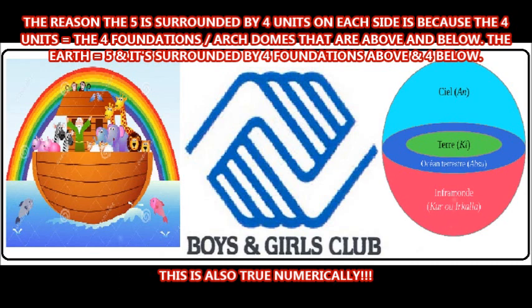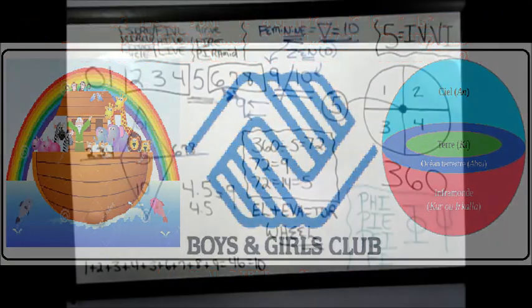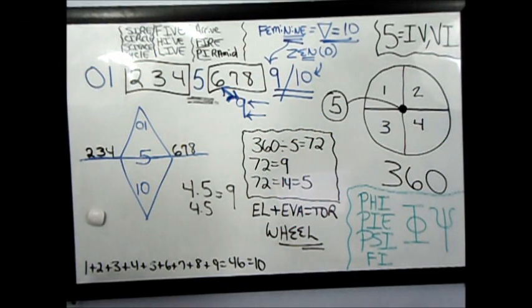And if you outline that Boys and Girls Club, you get a hexagon or a yoni. Everything we do is cosmology, brothers and sisters. 5 would be earth, or the hive. 5 is hive. That's where the underworld meets the firmament.